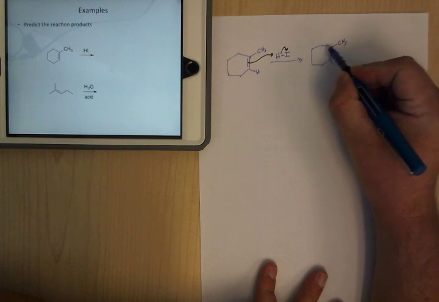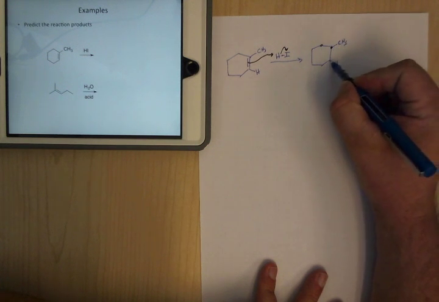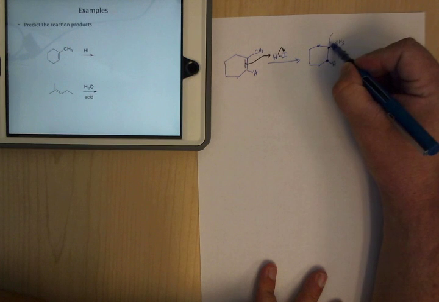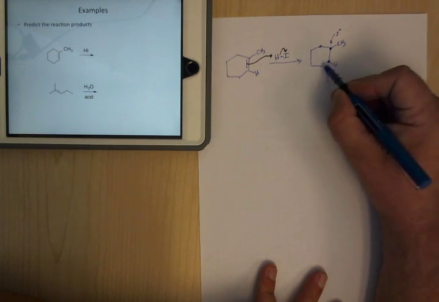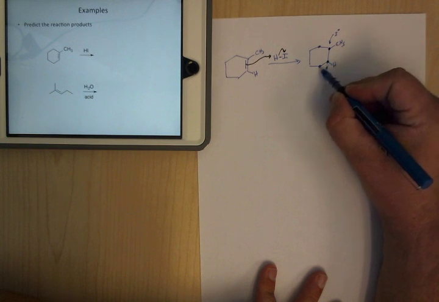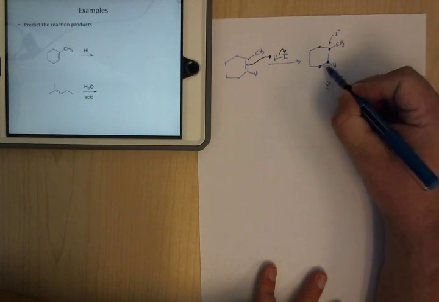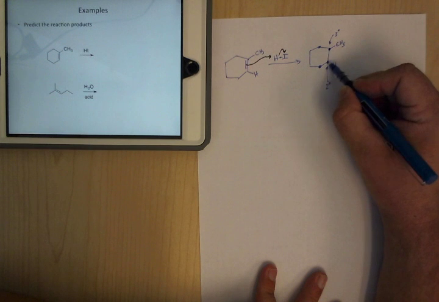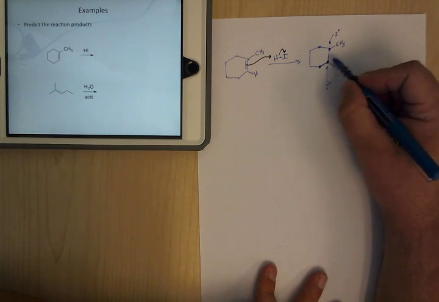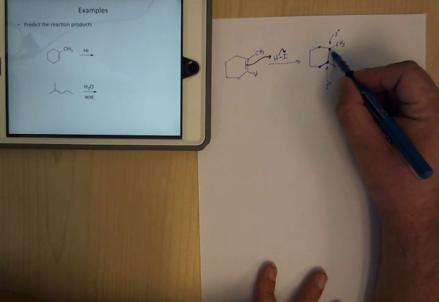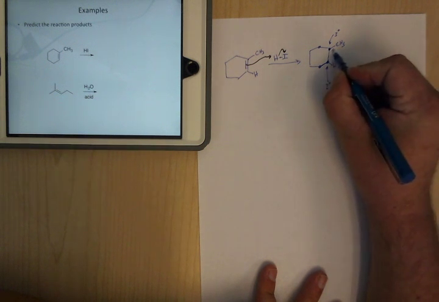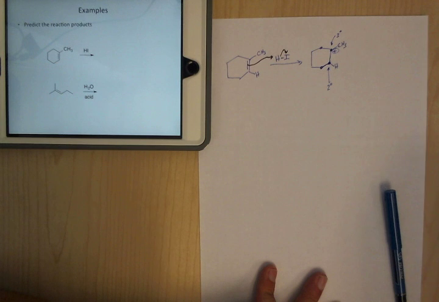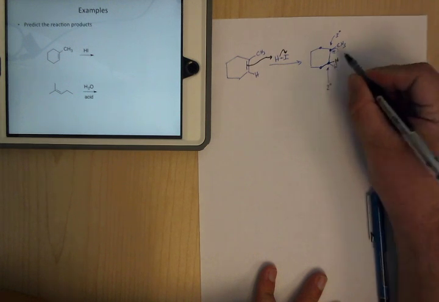So this carbon has 1, 2, 3, so this side is the tertiary carbon. This one here only has 1, 2 other carbons hanging off of it. So this tertiary carbon is going to be better at bearing the load of this plus charge. So that means the hydrogen goes here.